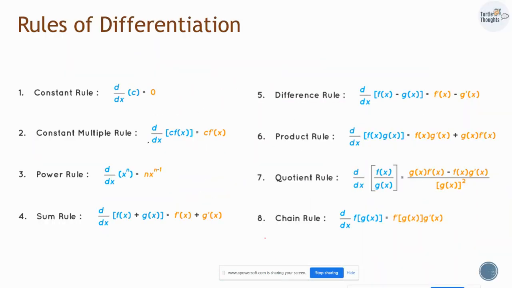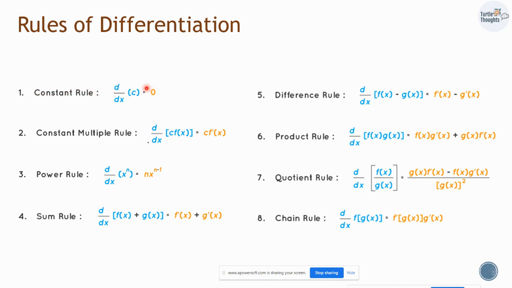Good evening, everyone. Let me revise whatever we had done in the last class. In the last class, we studied the rules of differentiation. The first six rules I had discussed; the seventh one and eighth one, I'm going to discuss today. The first rule of differentiation is the constant rule.